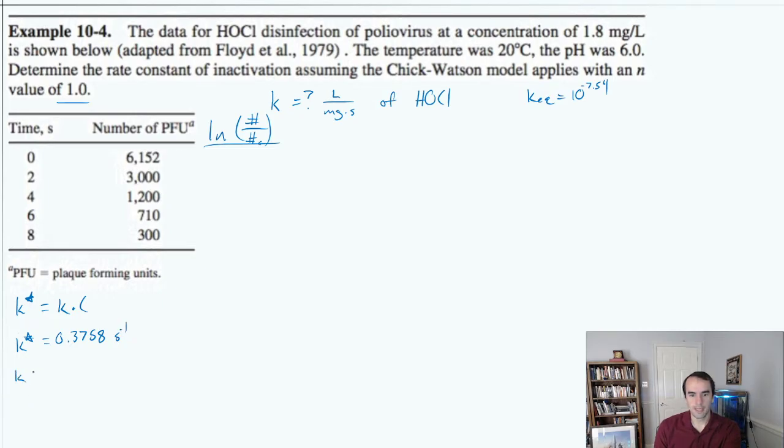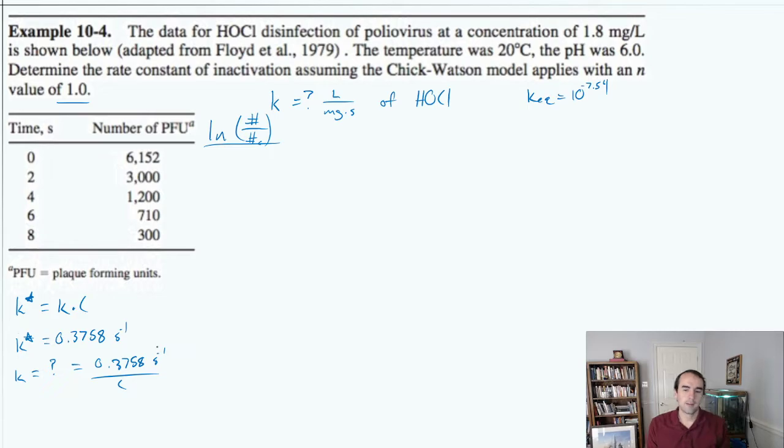And so now we need k, and we can see that that's going to be pretty easy to solve for if we know the concentration. So this is going to be 0.3758 per second divided by our concentration.